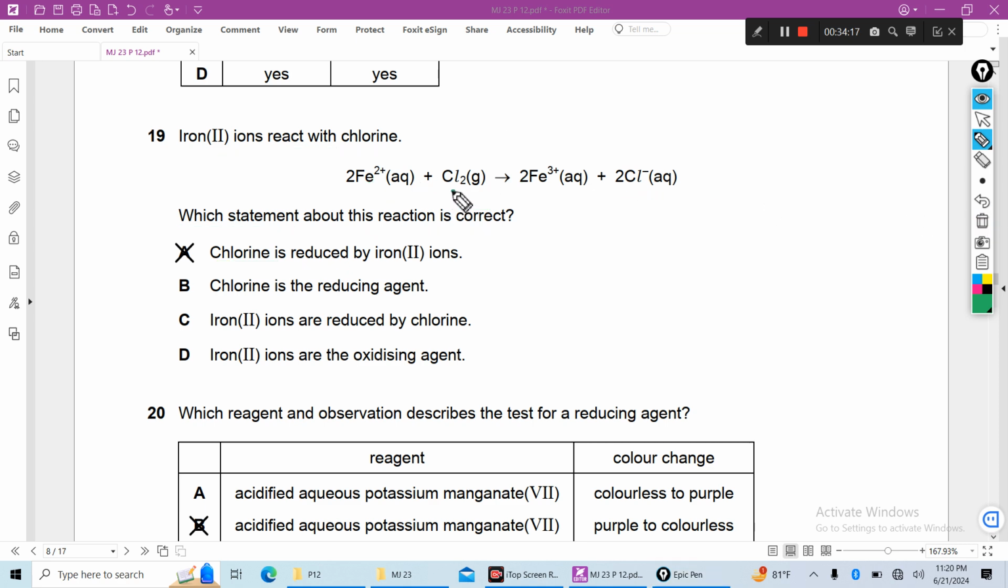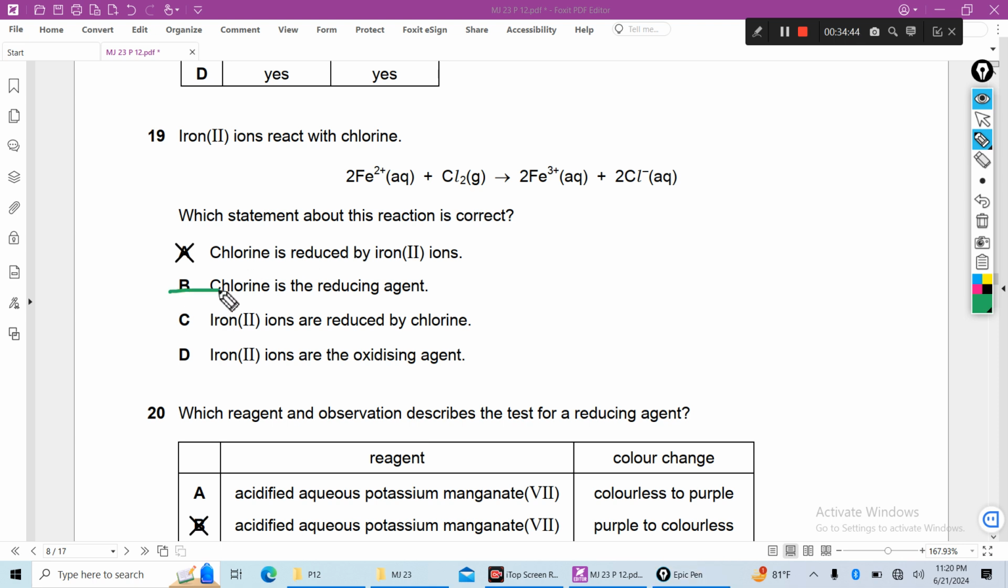Why? You see, chlorine has oxidation number 0, this is -1, iron 2 has oxidation number +2, this is oxidation number +3. So iron 2 ion is oxidized, chlorine is reduced. Iron 2 ion reduces chlorine to chloride ion. A is the right answer.